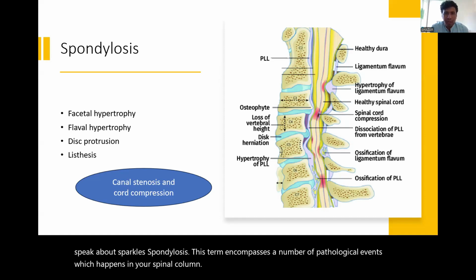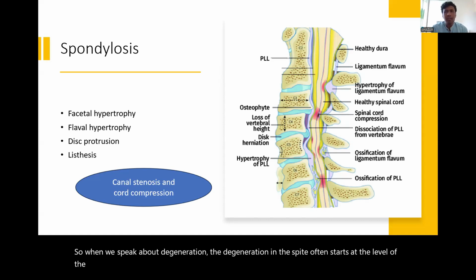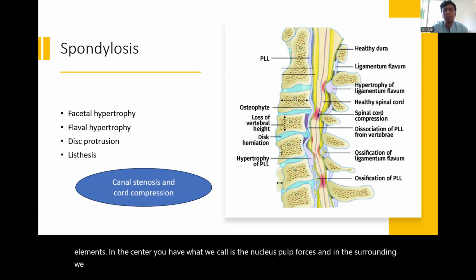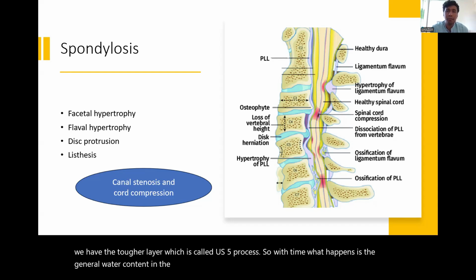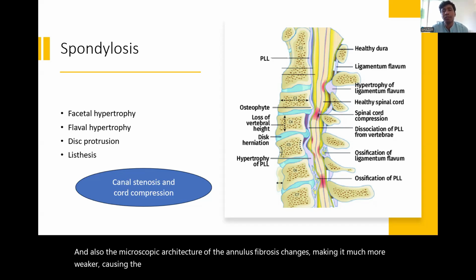So when we speak about degeneration, the degeneration in the spine often starts at the level of the disc, the intervertebral disc. As you all know, the intervertebral disc is composed of two elements. In the center, we have what we call the nucleus pulposus. And in the surrounding, we have the tougher layer, which is called the annulus fibrosus. So with time, the water content in the disc material will diminish, which makes it much stiffer. And also the microscopic architecture of the annulus fibrosus changes, making it much weaker, causing the nucleus pulposus to bulge across the annulus fibrosus.